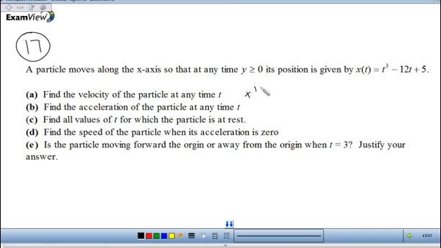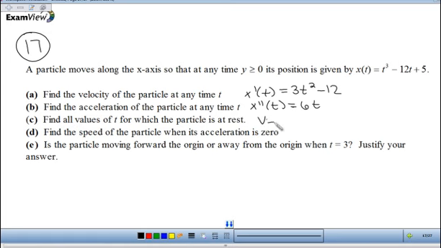So the derivative is 3t squared minus 12. Find the acceleration. The acceleration is the second derivative. Okay. Find all the values of t at which the particle is at rest.